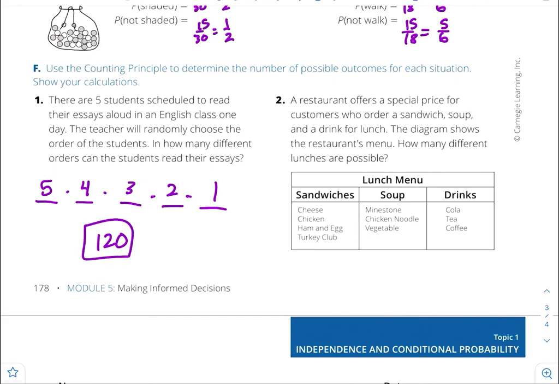This one, you have 4 options here, 3 and 3 there. Multiply all those together, and you would get 36.